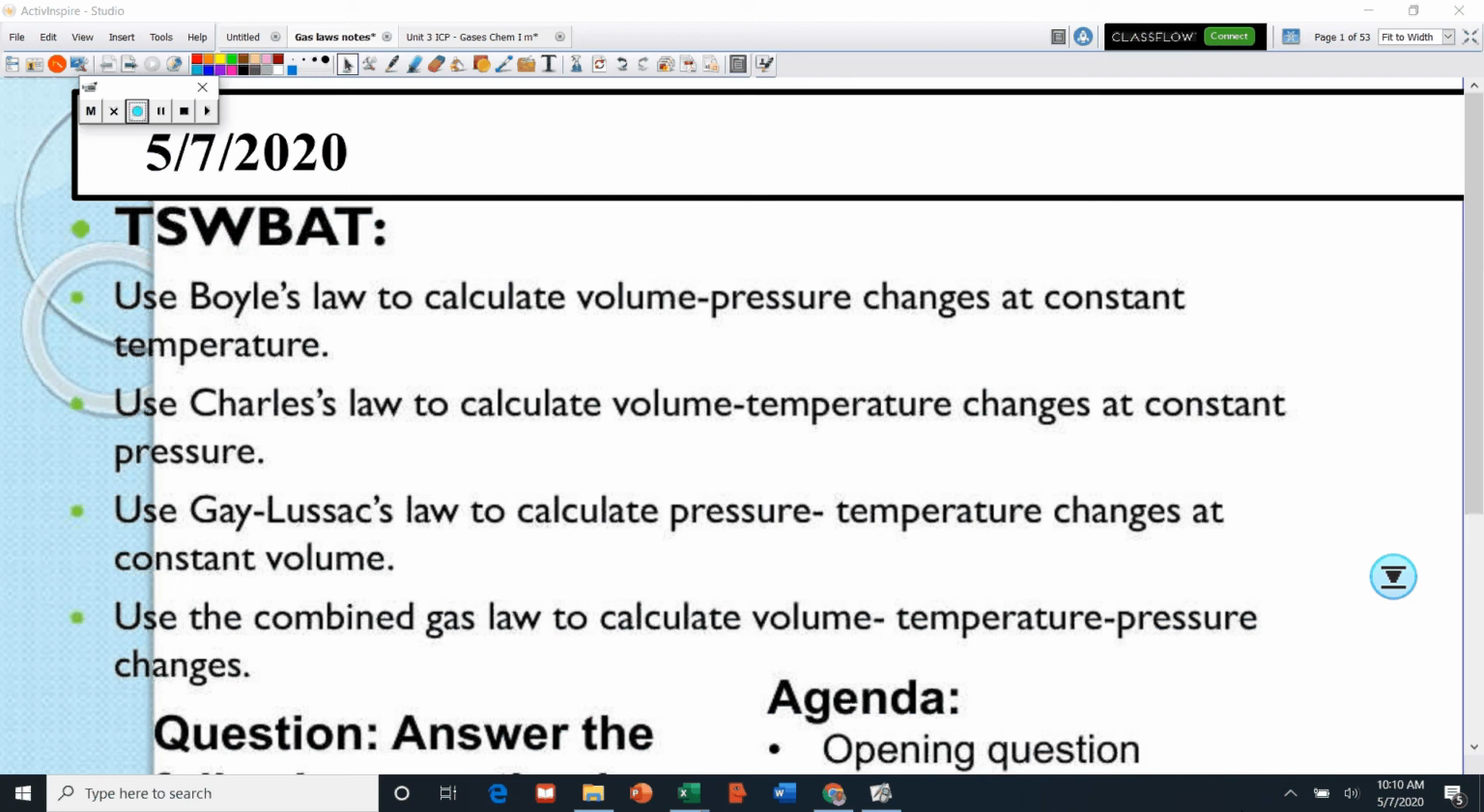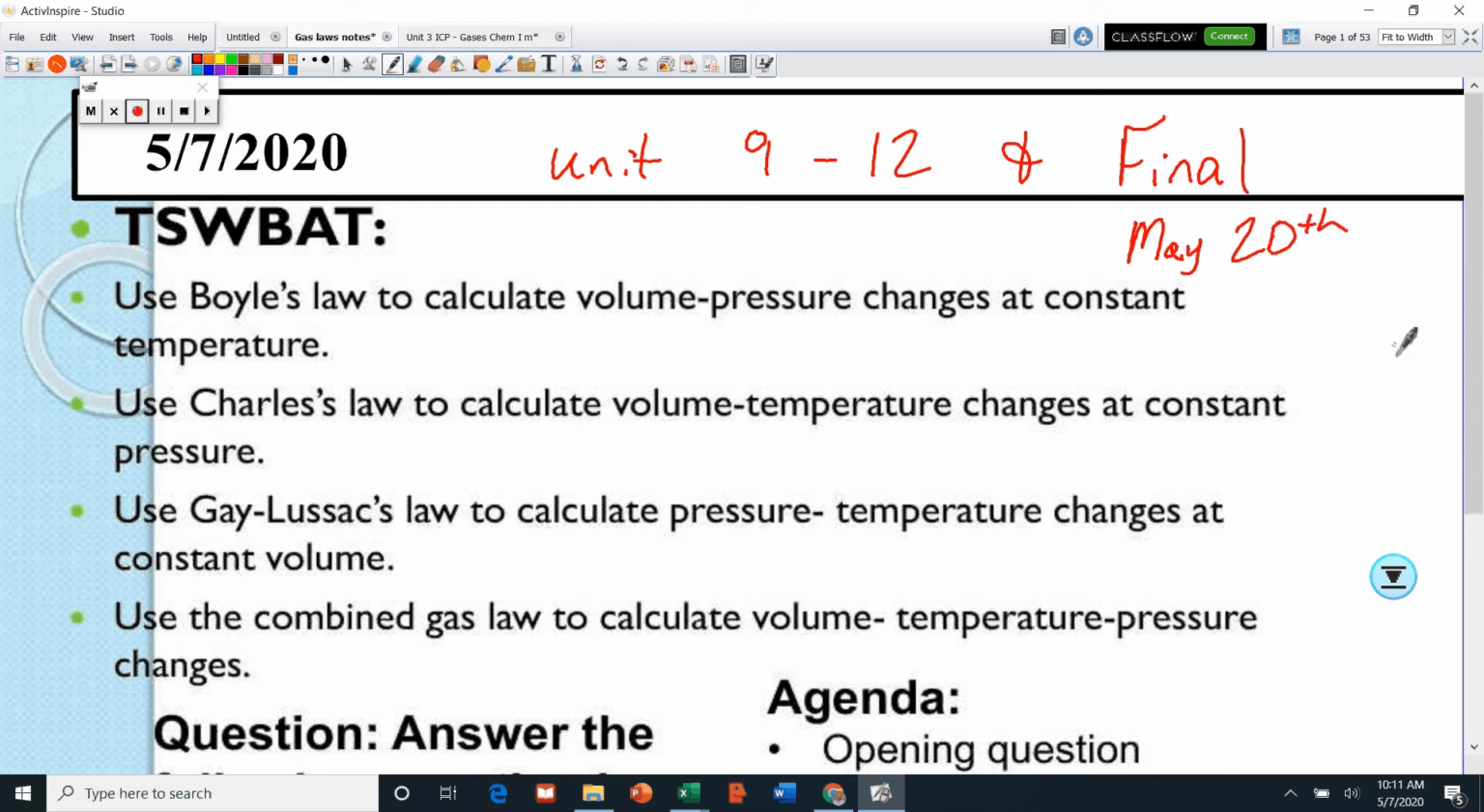Now, I do want to clarify for dual enrollment, you still have two tests left to take. You have the cumulative exam that covers units 9 through 12, and you have the Chem 101 final. This is only for dual enrollment. Both of these are going to have to be completed by May 20th.